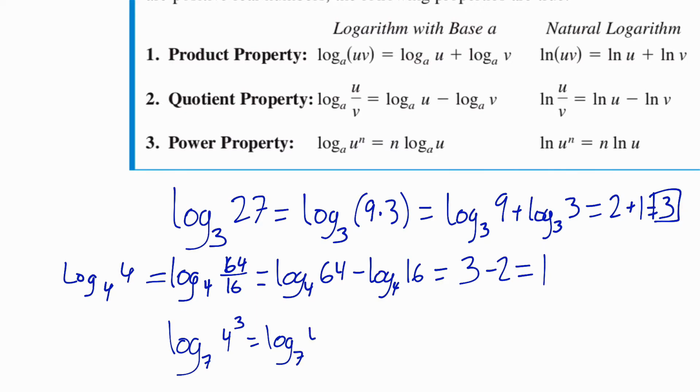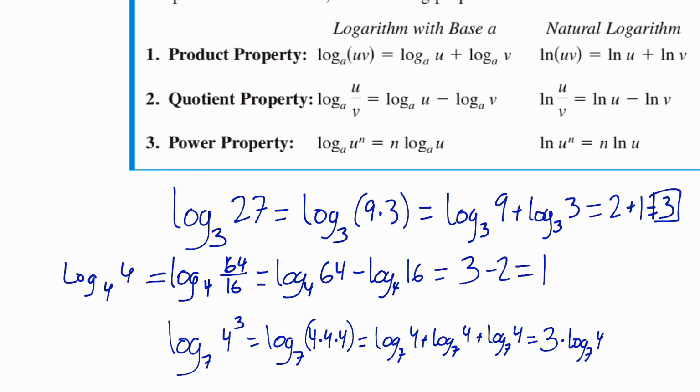4 to the third really means 4 times 4 times 4. Now, using that product property, so this is now a product of three 4s, we can make it into log base 7 of 4 plus log base 7 of 4 plus log base 7 of 4. I feel like I said the same thing three times because I did. So we can make it into 3 times log base 7 of 4. For the power property in general, my suggestion is take the exponent, move it out front.